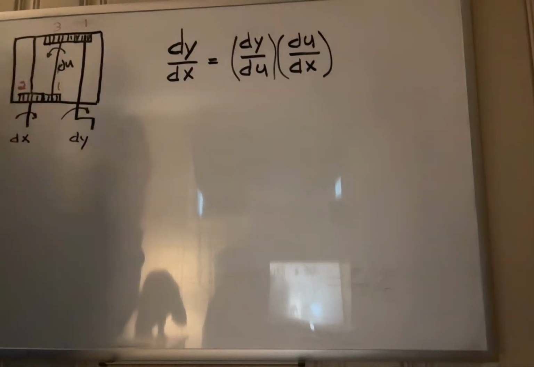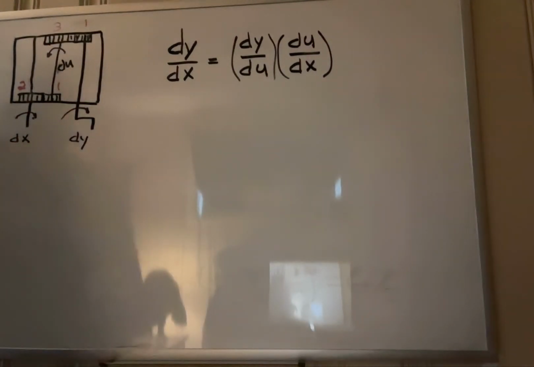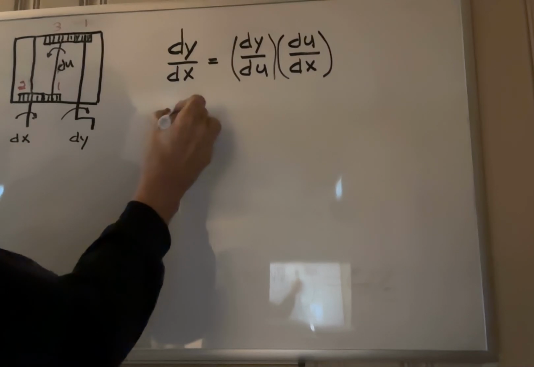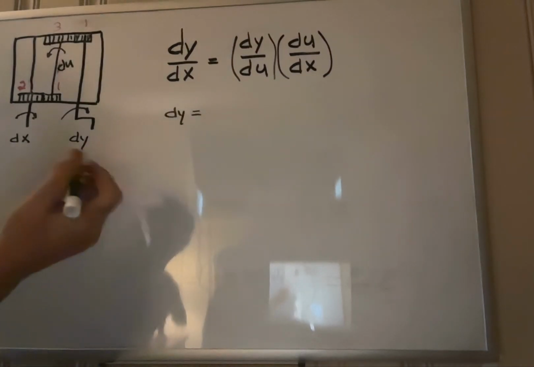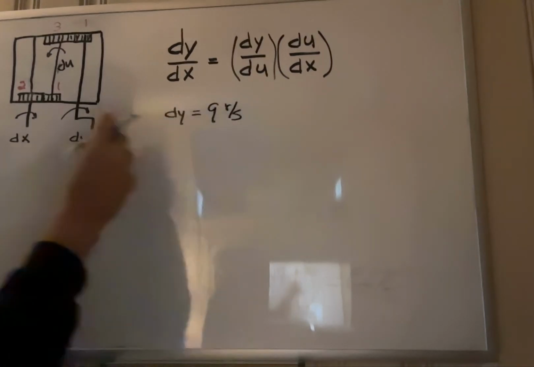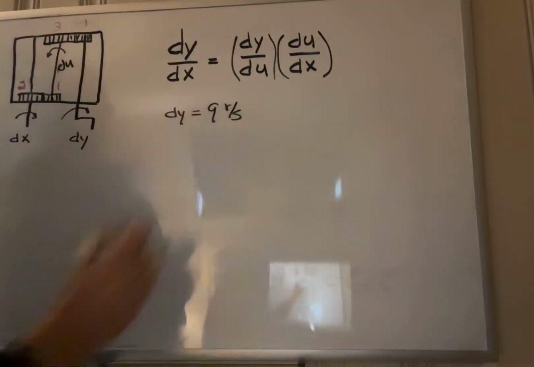So if we use this gearbox, we can take this gearbox and apply it to the chain rule. How would we do that? Well, let's just say that dy is going to be equal to, just pick a number, we'll say 9 revolutions per second. So you're taking this little handle here and you're spinning it 9 revolutions per second.